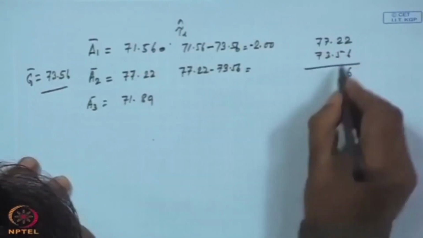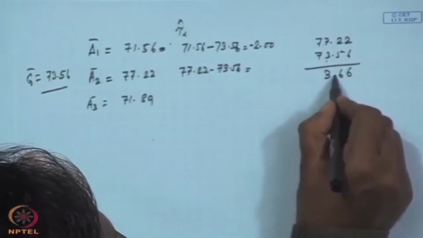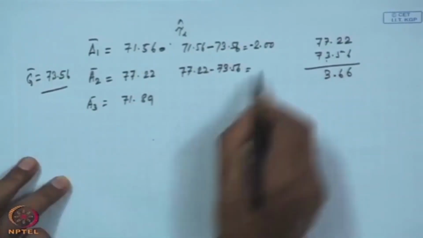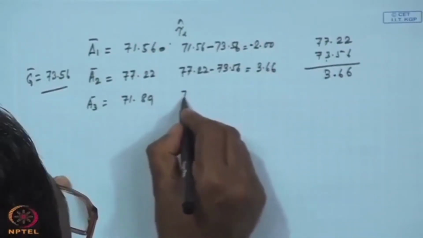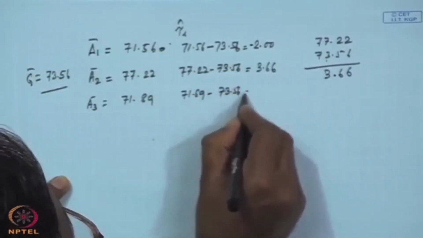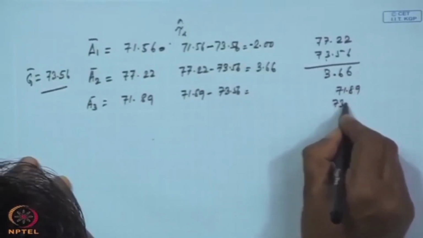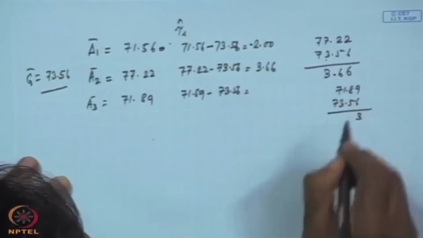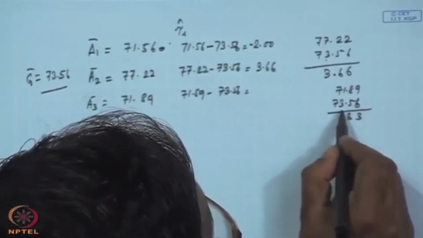73.56, 6, again 6. So, this will be 4. So, 3.66. And the third one will be 71.89 minus 73.56. So, 71.89, 73.56. So, 3, then another 3, then this will be what?